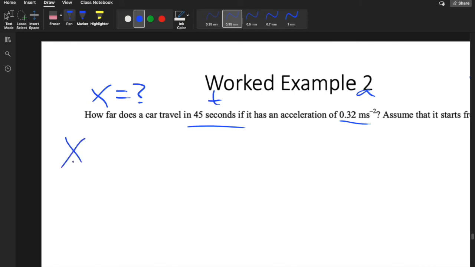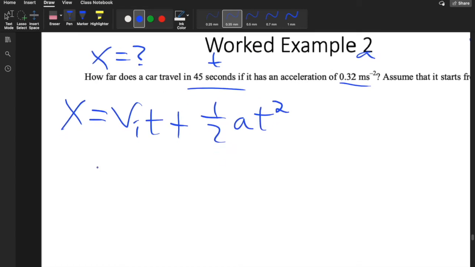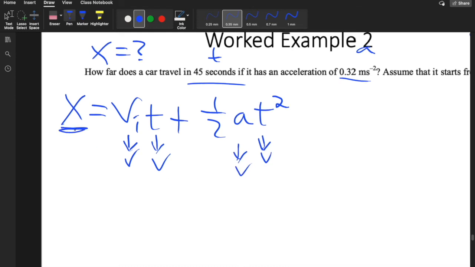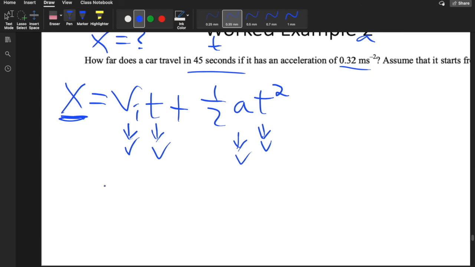So displacement is equal to initial velocity times time plus 0.5 times acceleration times t squared. Do we know this one? Yes, we do. Do we know this one? We do. Do we know acceleration? We do. So we can solve for displacement.